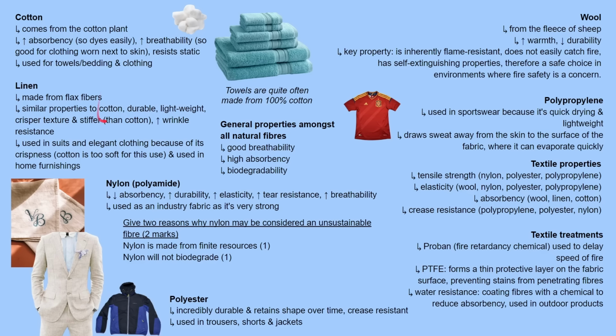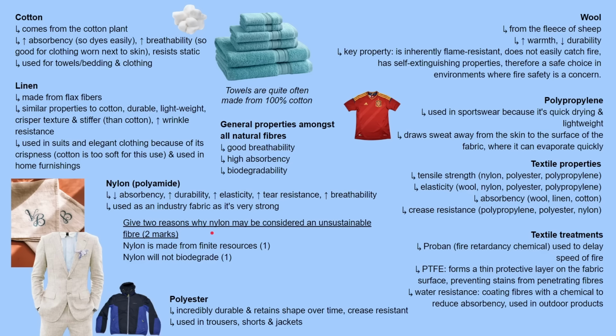General properties amongst all three of these natural fibers is they're all breathable, have high absorbency, and are biodegradable. Then we have a couple of man-made textiles. So polypropylene is used in sportswear, for example football shirts, because it's quick drying and lightweight. It draws sweat from your skin to the surface of the fabric, so then it can evaporate quickly, which is an advantage of this material. Then nylon is not absorbent, it's durable, has high elasticity, it has high tear resistance, and it's breathable. It's used as an industry fabric as it's very strong.